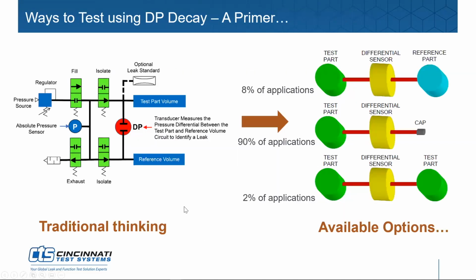And some customers will say, well, why do I need a reference volume the same size as my part? We find 90% of applications don't require a reference volume with the same volume as your test part. If you cap the system, it gives you very similar repeatability. Certain applications, 2%, are comparing two parts against each other. 8% of those applications have a reference part that's indicative to the same size as their part.